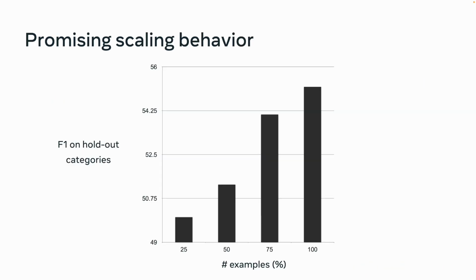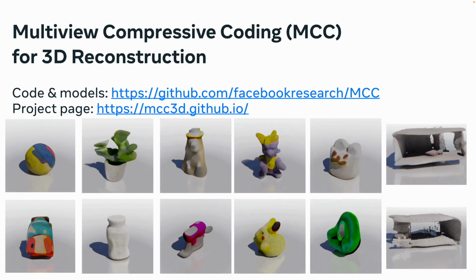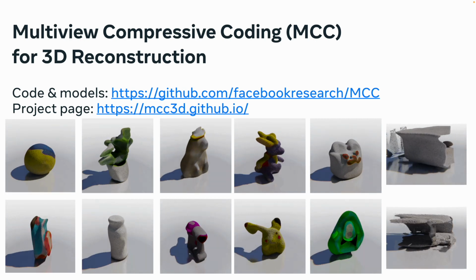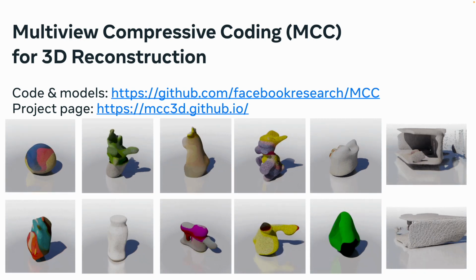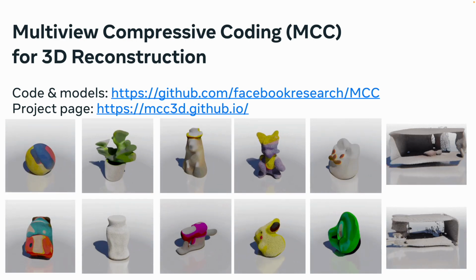Quantitatively, one important observation we would like to emphasize is that MCC shows very promising scaling behaviors. The performance steadily improves as it sees more data. Thus, we believe that further scaling up MCC to even larger data would be a promising future direction. In short, we introduced MCC for 3D reconstruction. It's simple and it generalizes well to a wide range of different settings. The code and models are available online. Please also check out our project page for more examples and details. Thank you.